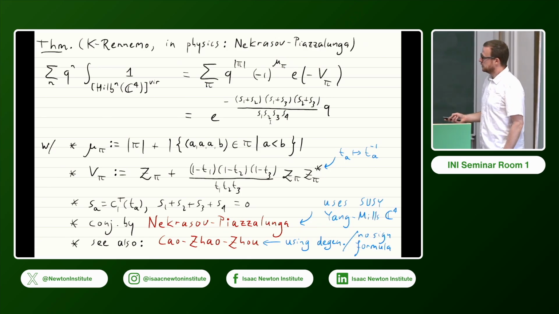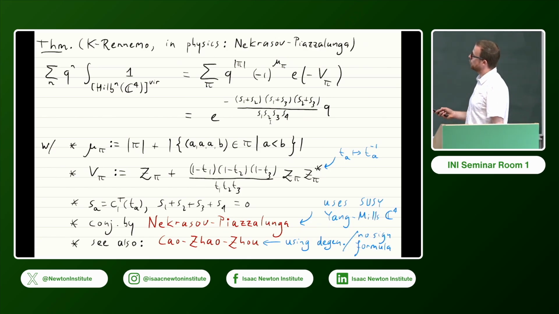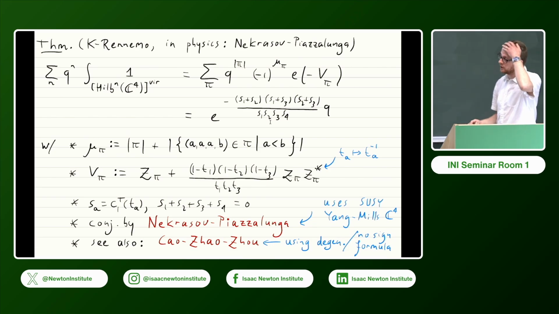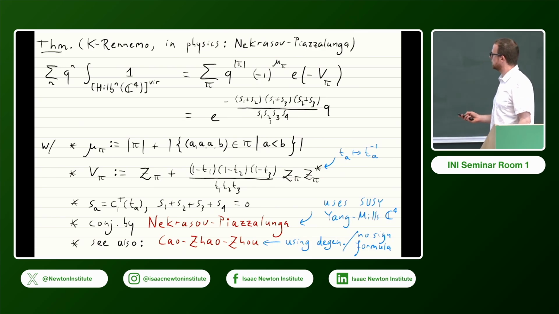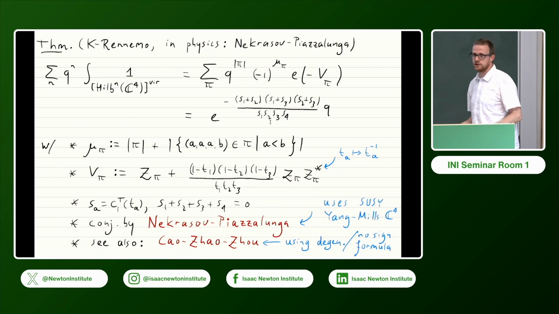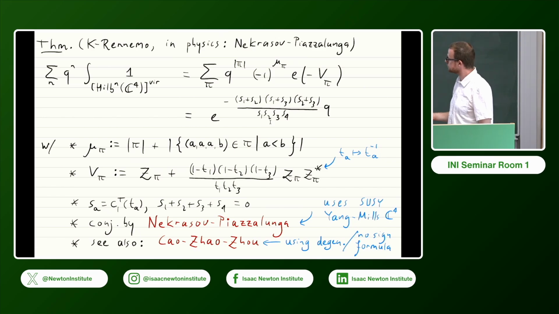And I should also mention that this formula was also recently proved by Cao, Zhao, and Zhou using completely different methods, namely degeneration. However, they do not give you a formula for the signs, and in particular, part of our sign analysis is also required for their work.